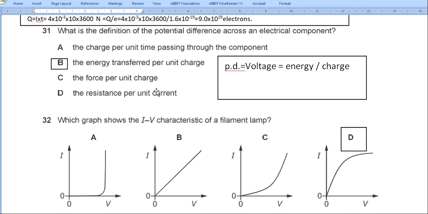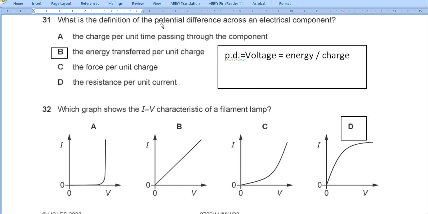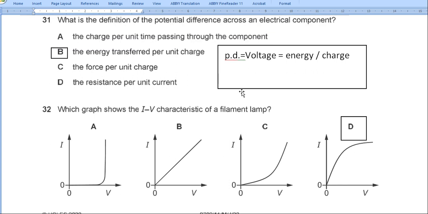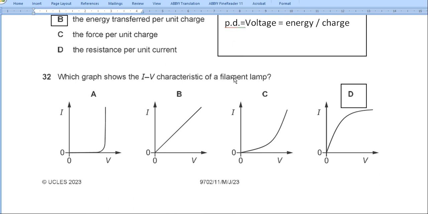Okay. 31. What is the definition of potential difference across an electrical component? The energy transferred per unit charge. So potential difference is voltage, energy per charge. For potential difference, energy is dissipated, and for electromotive force, energy is gained.